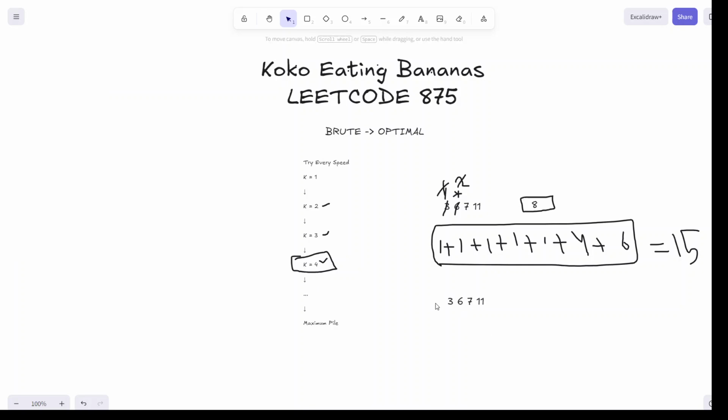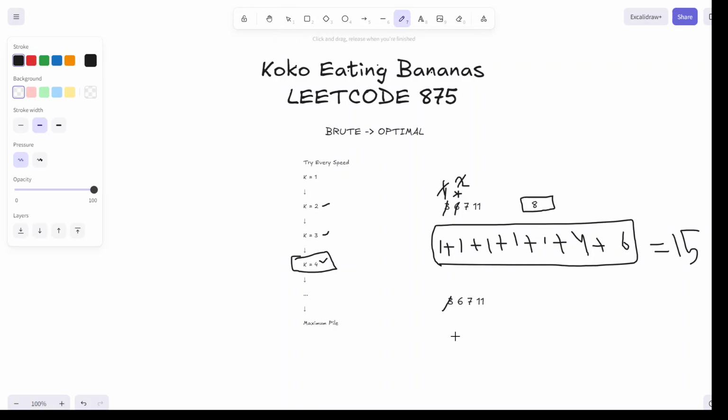Okay, so for eating 3, which is less than k, she can eat it in 1 hour itself, so it will be completed in 1 hour. And for 6, 4 bananas will be taken, so 2 will be left, 1 hour for this, then to eat these 2, 1 hour more. And for 7, minus 4 will be 3, 1 hour for this, and 1 hour to complete this 3, so plus 1.